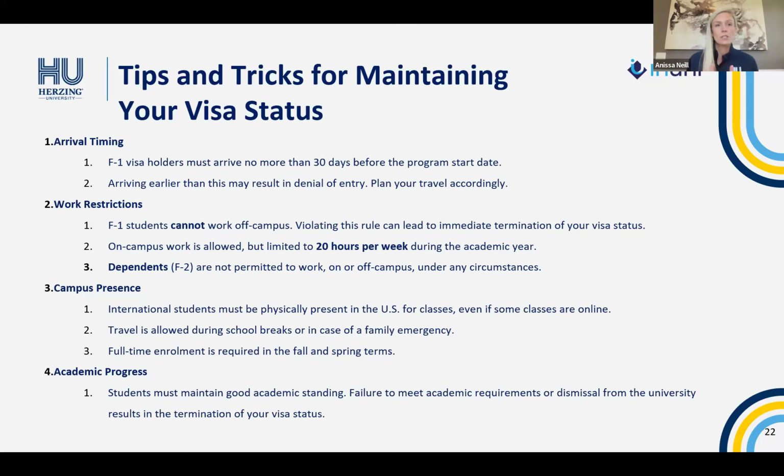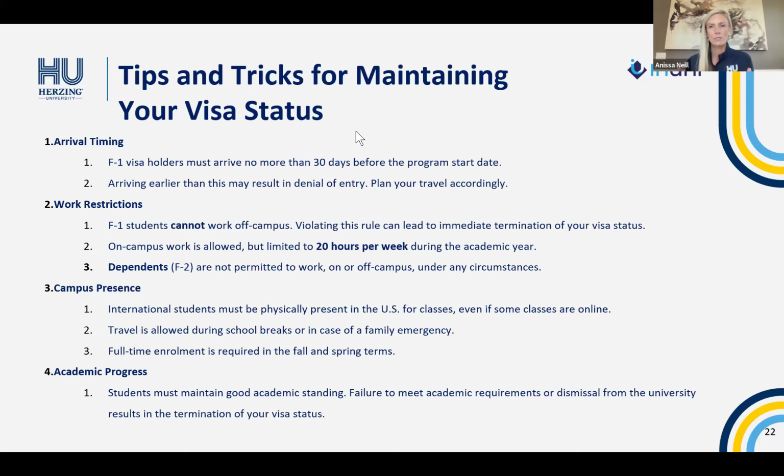The first thing when it comes to maintaining your visa status is you want to make sure that you arrive in the US no more than 30 days in advance of the start date of your program. For example, classes at Herzing in the fall start on September the 3rd, so you would come in no earlier than 30 days before that. If you come in earlier than that, you will be denied entry to the US based on your F1 visa. You would need to have some other type of visa in order to enter. And then that turns into a big mess with having to change your status and all these other things while you're already here. So please be sure that you plan your travel accordingly. You've got 30 whole days in there that you can figure out a good time.